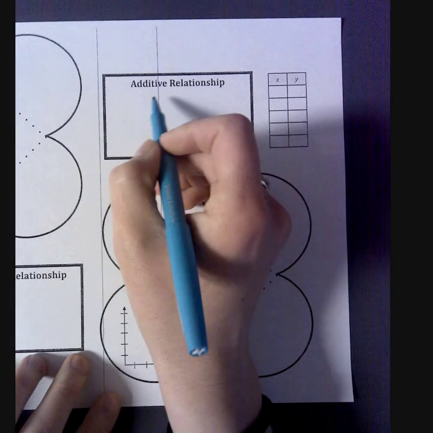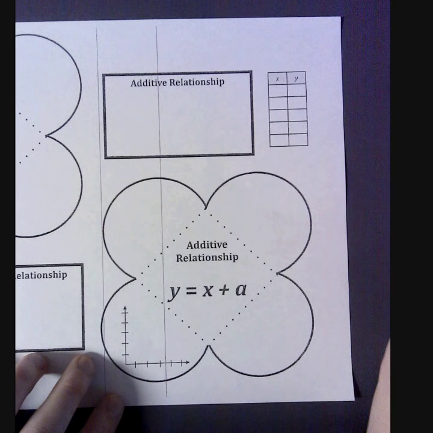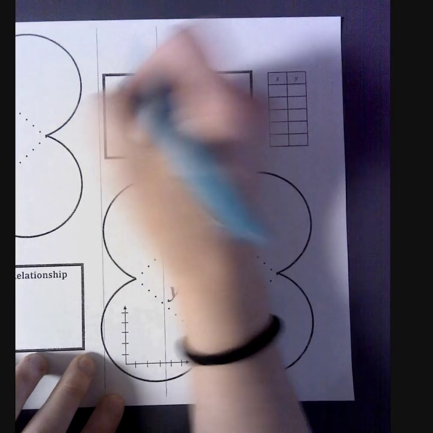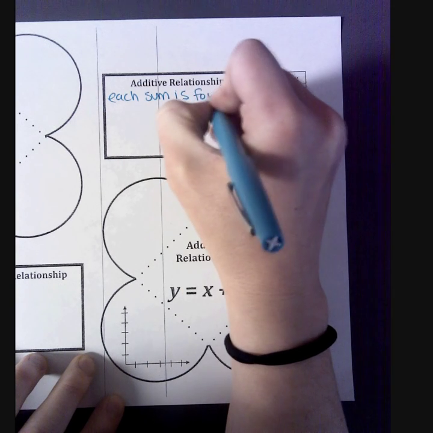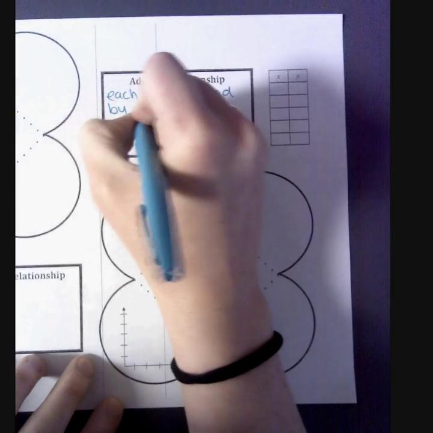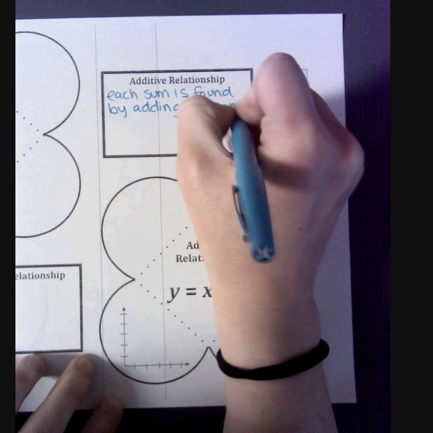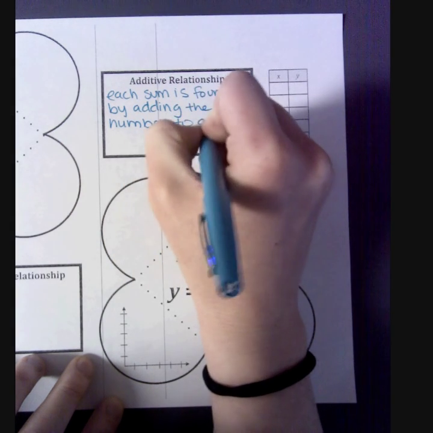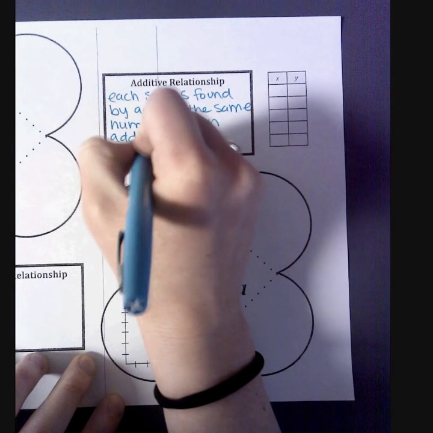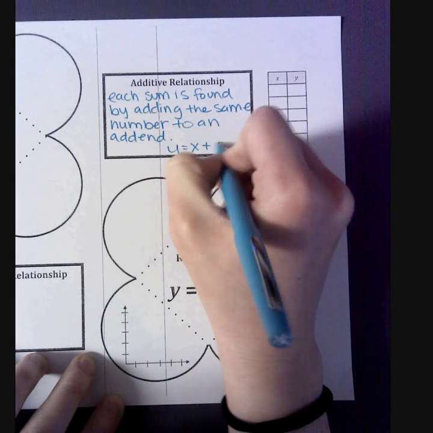So in this first box up here, this is where we're going to put our definition of what an additive relationship is. An additive relationship means that each sum is found by adding the same number to an addend. Okay, so that looks like y is equal to x plus a, which is down here.